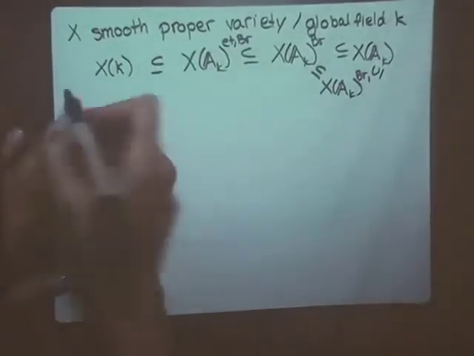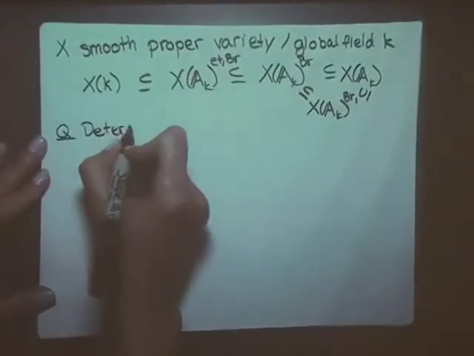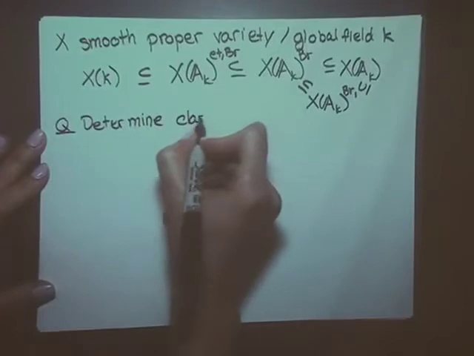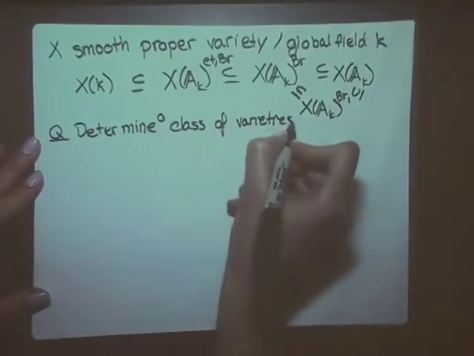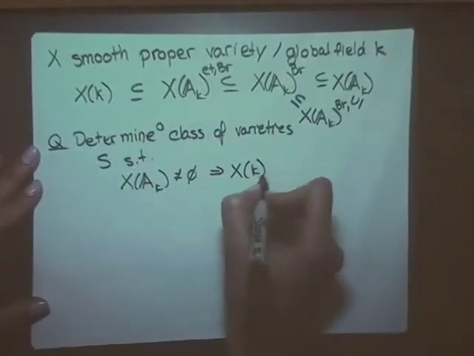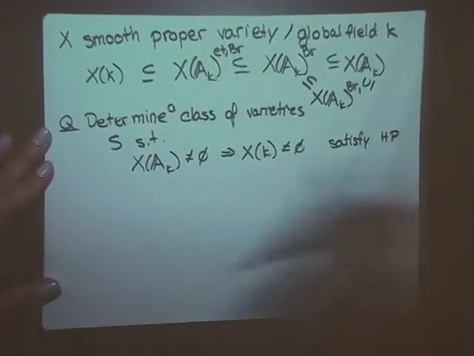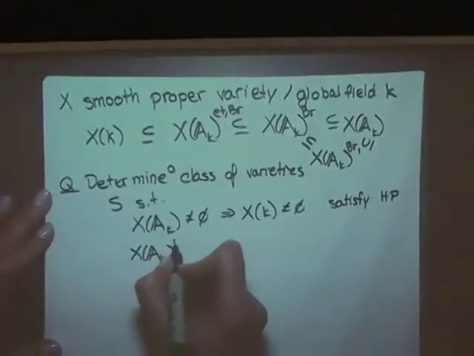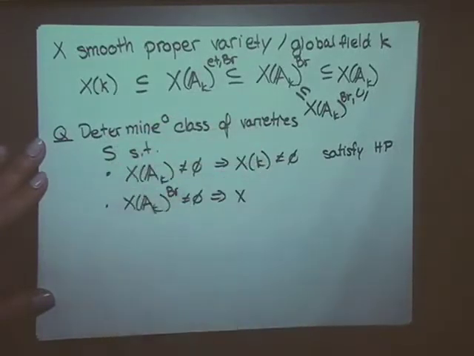So our question now is to determine a class of varieties S such that either all the varieties in S satisfy the Hasse principle, so if you have adelic points, then you have a K-point, or maybe if the Brauer set is not empty, then there is a K-point. These are fill-in-the-blank lists. I'm not saying all of these at once, just pick which one.